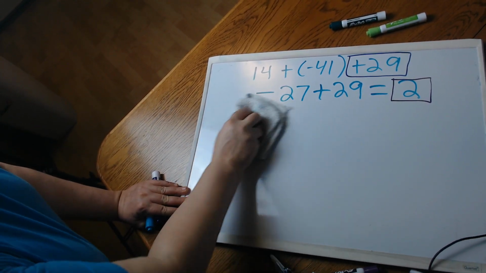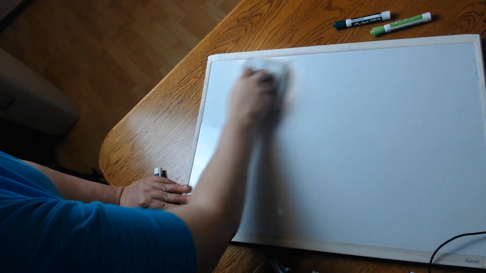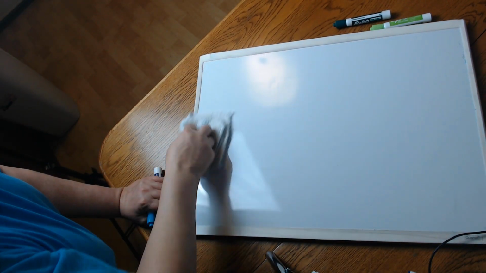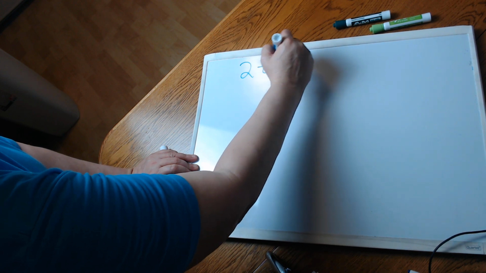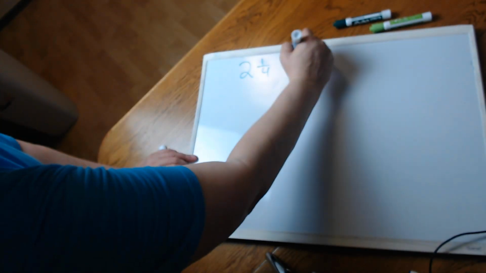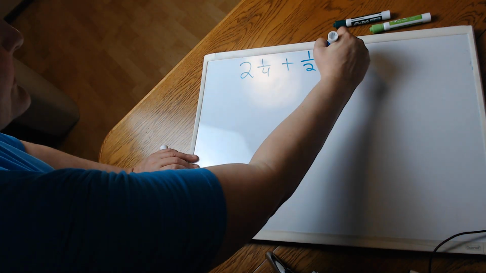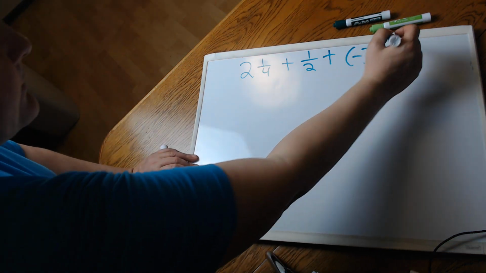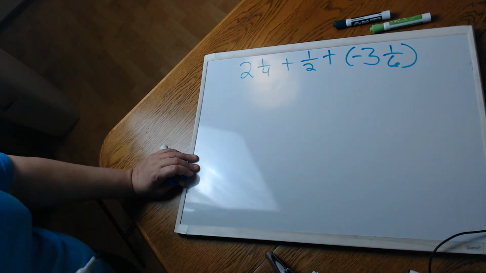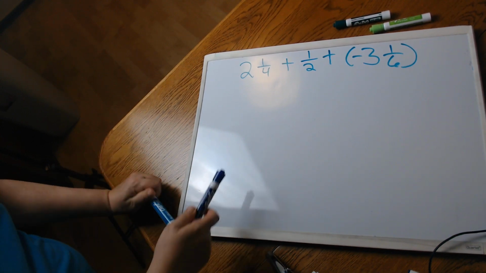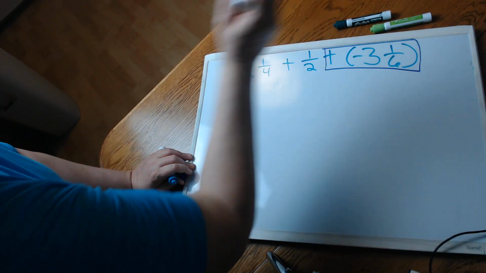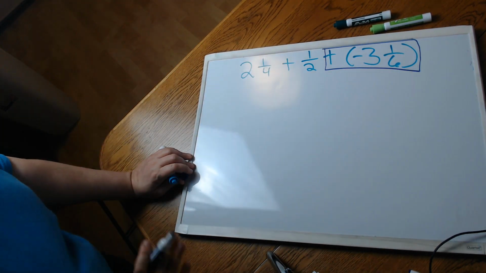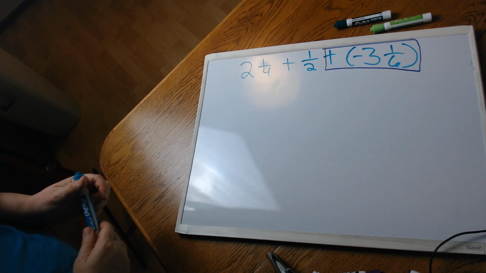Now we're going to find the sum with fractions and mixed numbers and negative and positive numbers all mixed up together. So here it is, our problem that we're going to work. It is 2 1/4 plus a half plus negative 3 1/6. Now, I want to start with just this first part. I'll put a rectangle around this last part, just so that we won't confuse it with what we're working with right now. So we'll start with 2 1/4 plus a half.